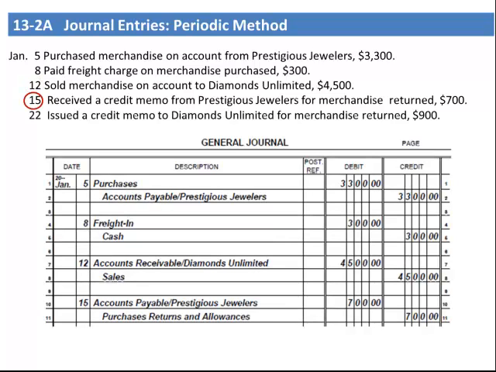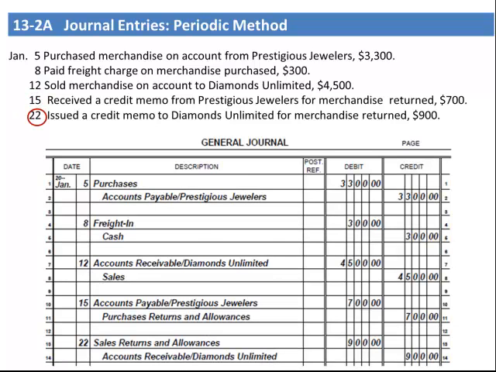But then on the 15th, we returned some items to Prestigious Jewelers. We returned $700 worth of items. So we don't credit or decrease our purchases account. We use the contra purchases account, which will also be found on the income statement to help calculate cost of goods sold. So we credit the contra account for the $700, but then we also get to debit the accounts payable, showing that we don't owe that money anymore.